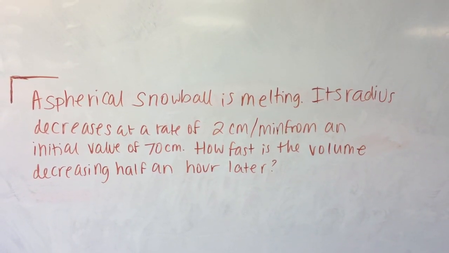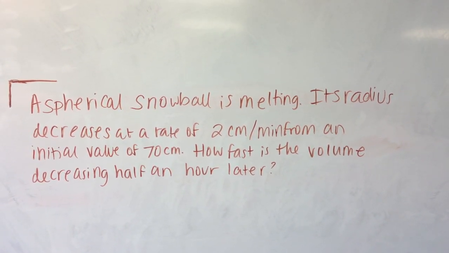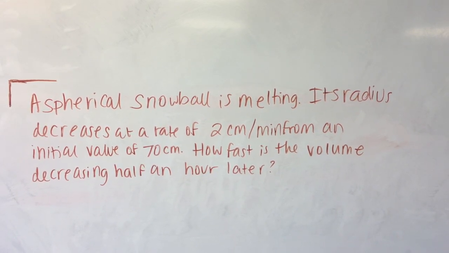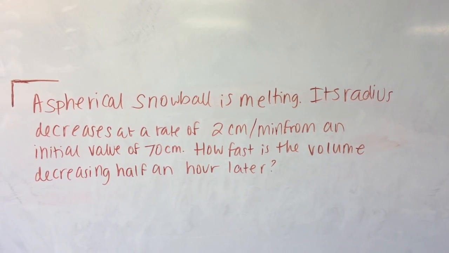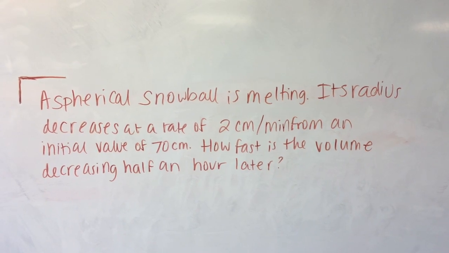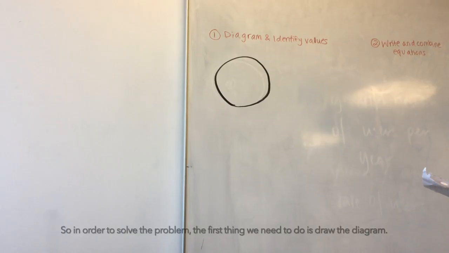A spherical snowball is melting. Its radius decreases at a rate of 2 centimeters per minute from an initial value of 70 centimeters. How fast is the volume decreasing half an hour later?